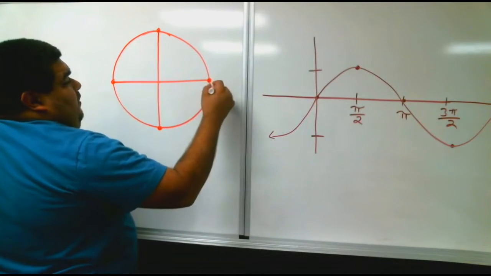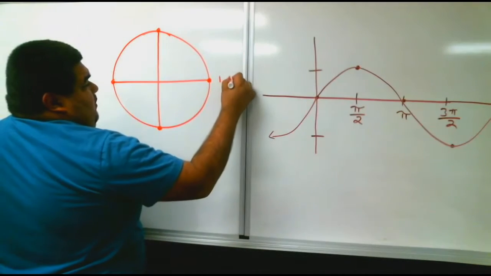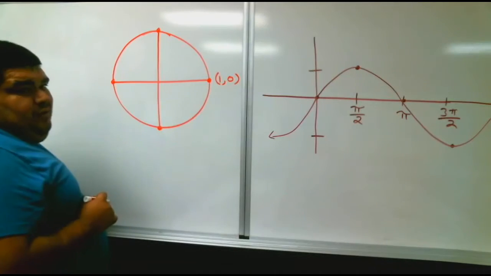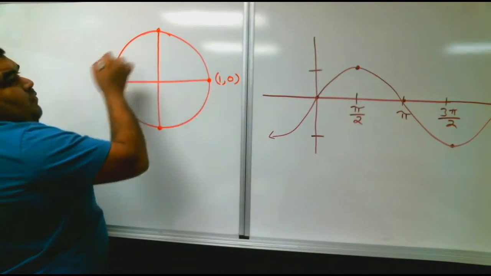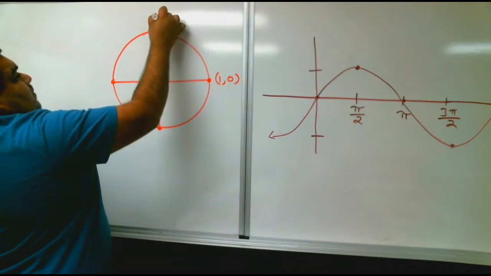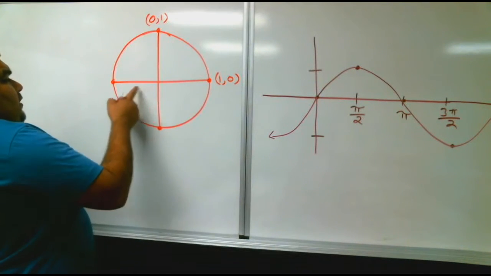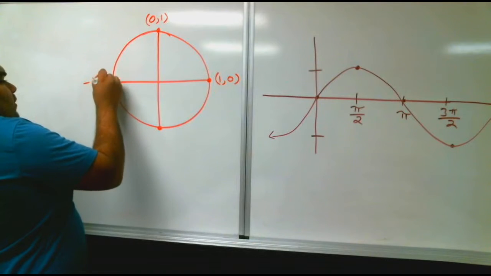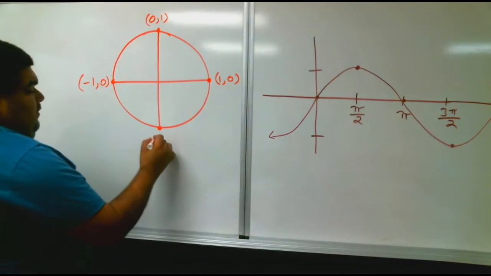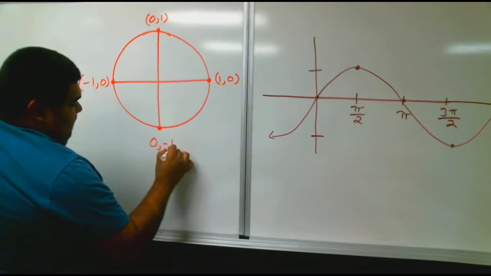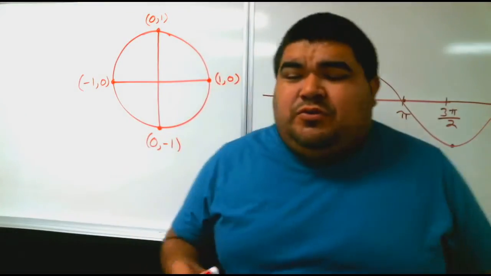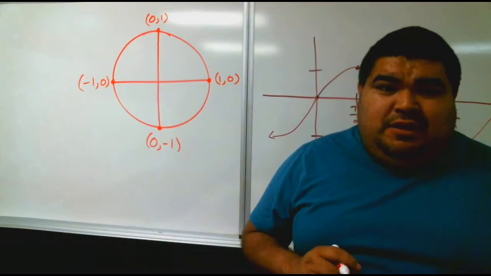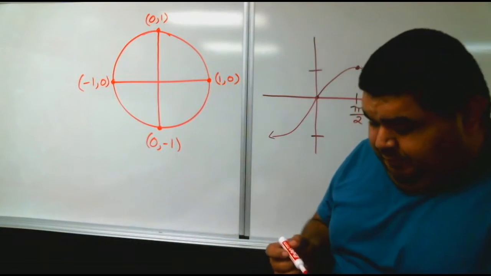So therefore, x equals 1, y equals 0, because it didn't go anywhere up or down. Then here it went up 1, but it didn't go left to right, so it's 0, comma 1. Here it went to negative 1, it didn't go up or down. And finally it went down, but it didn't go left or right. So notice how it's all to the value of 1. Your unit circle.